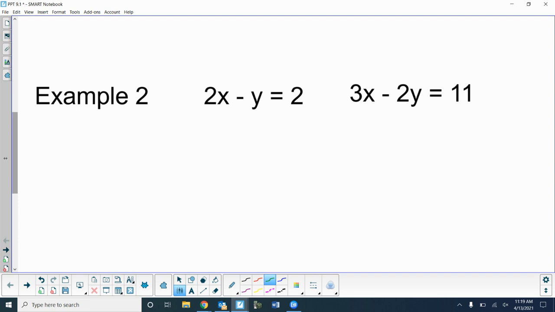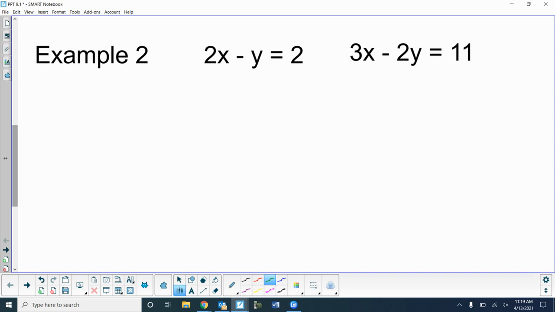So now we're doing it in CP. Okay, so same type of problem. I want you to solve it by substitution. Which variable would be the easiest to get by itself? First x, first y, second x, second y. Which one?